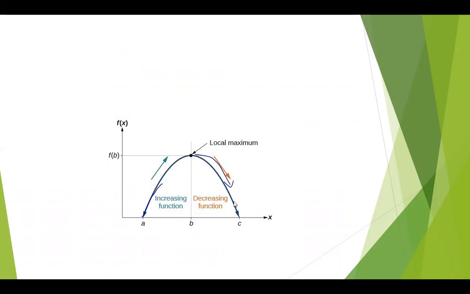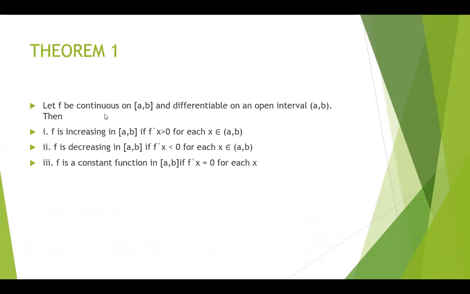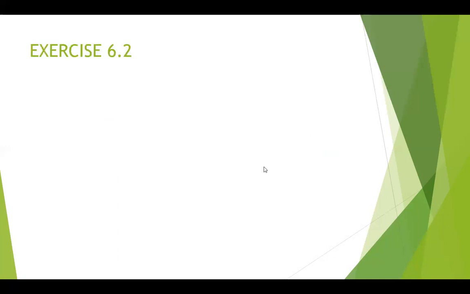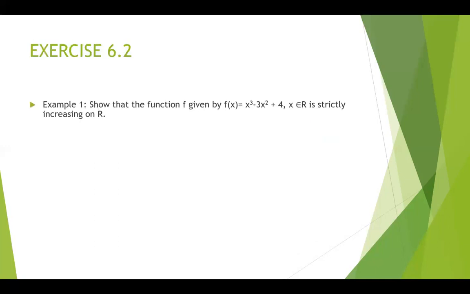Now, instead of graphs, how can we check whether the given function is increasing or decreasing? We have a theorem. Let y is equal to f of x be a continuous function on the closed interval [a, b], differentiable in the open interval (a, b). f is increasing if its slope dy by dx is greater than 0 for all values of x belonging to (a, b). And if its slope f dash x is less than 0, then you can say that it's a decreasing function. And f of x becomes a constant function if f dash x is equal to 0.